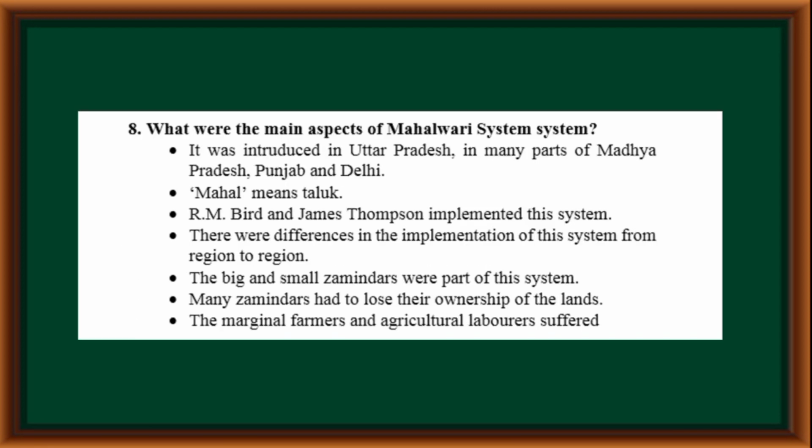What were the main aspects of the Mahalwari system? It was introduced in Uttar Pradesh, in many parts of Madhya Pradesh, Punjab and Delhi. Mahal means Taluk. R.M. Bird and James Thomson implemented this system. There were differences in the implementation of this system from region to region. The big and small zamindars were part of this system. Many zamindars had to lose their ownership of the lands. The marginal farmers and agricultural laborers suffered.